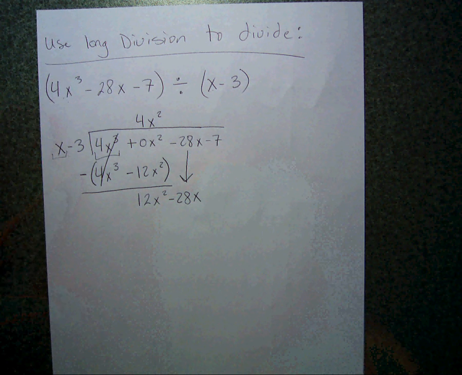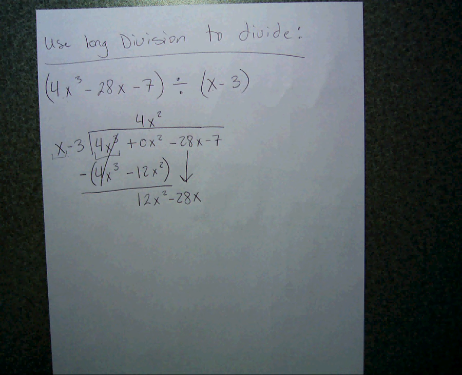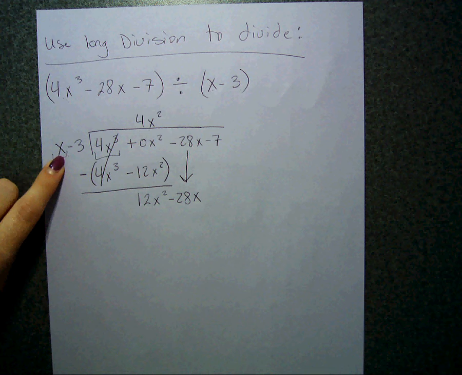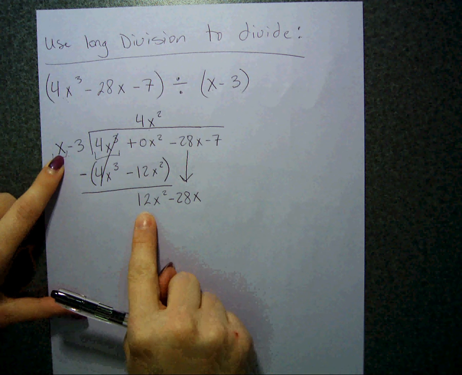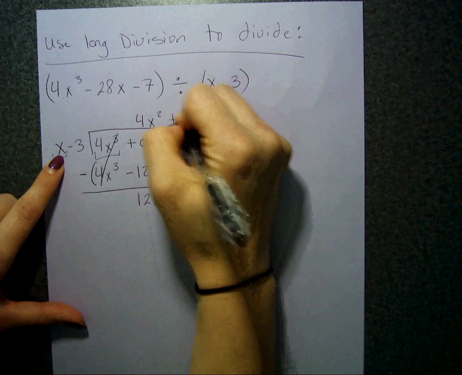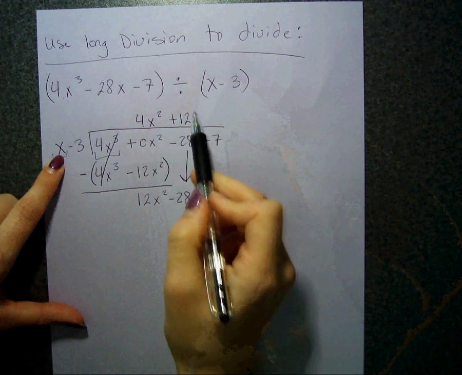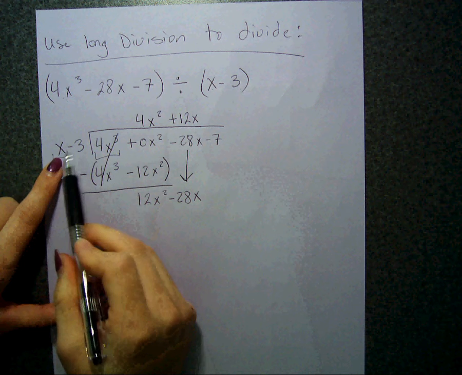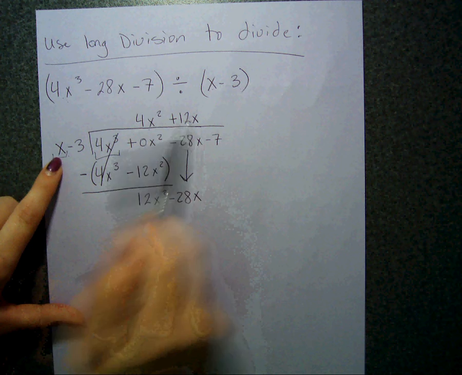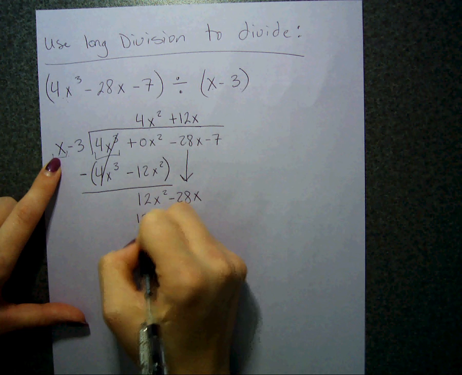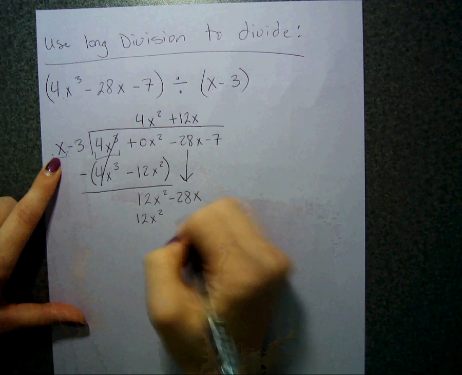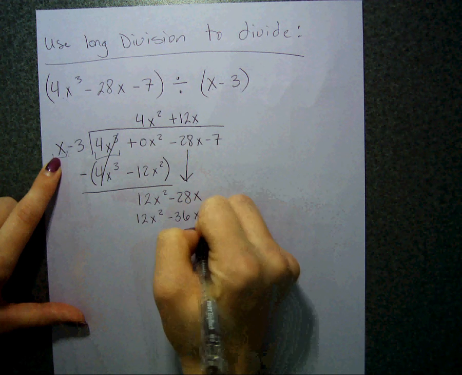And just like in regular long division, the process will repeat. I'm going to take the first term on the outside. What would I multiply x by that gave me 12x squared? 12x. So I'm going to put plus 12x and do the same thing. I'm going to multiply that 12x times everything on the outside of the division sign. So 12x times x gives me 12x squared. 12x times negative 3 gives me negative 36x.